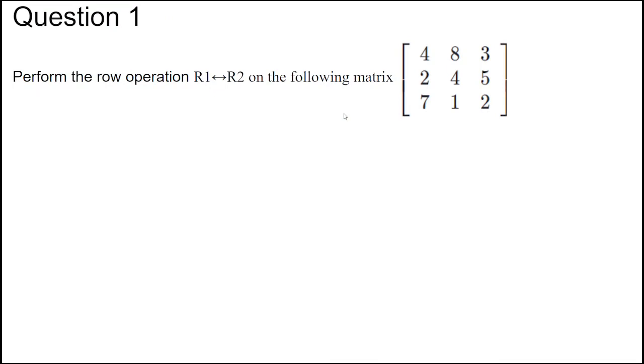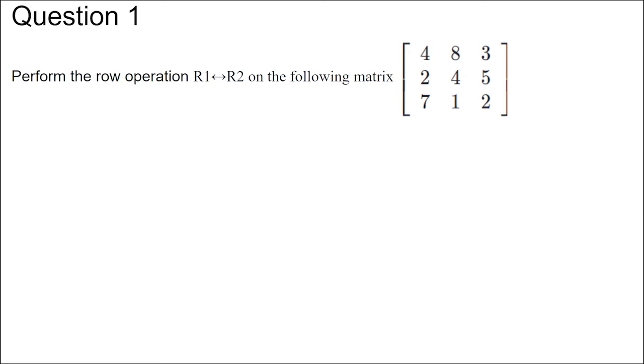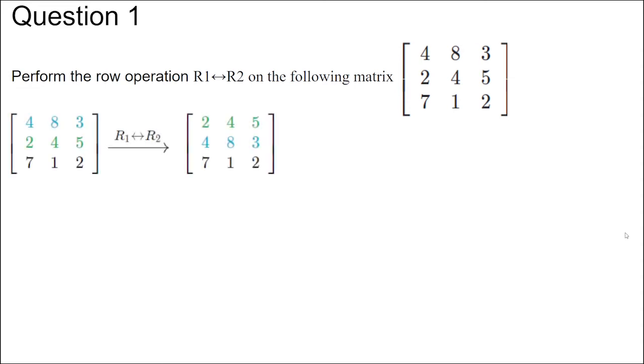Hello everyone, I am Kang Xian. Now let us move on to some simple questions to get an idea of ERO. Question 1. Perform the row operation R1 interchange R2 on the following matrix. In this question, we want to change row 1 to row 2 and row 2 to row 1. So the answer will be row 1 is 2, 4, 5, and row 2 will become 4, 8, 3. Row 3 is unchanged, so we just write 7, 1, 2 in row 3.